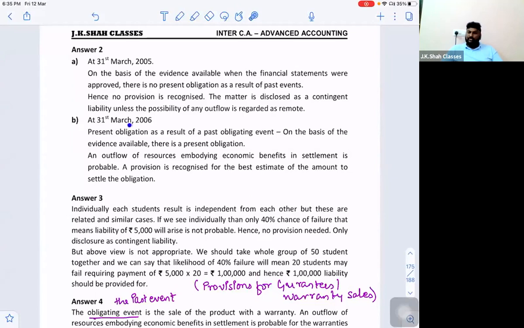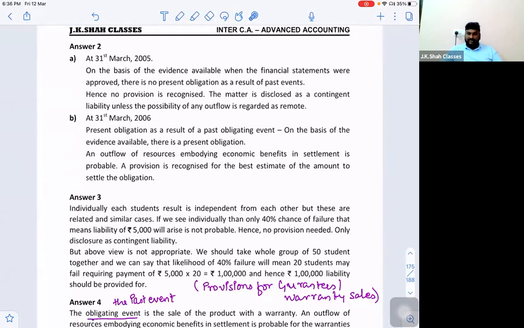Then at 31st March 2006, there is a present obligation as a result of a past obligating event, on the basis of the evidence available. An outflow of resources embodying economic benefit in settlement is probable. A provision is recognized for the best estimate of the amount to settle the obligation. So technically, as on 31st March 2006, since it is probable that you will be liable to those 10 people, you have to create a provision for the loss.